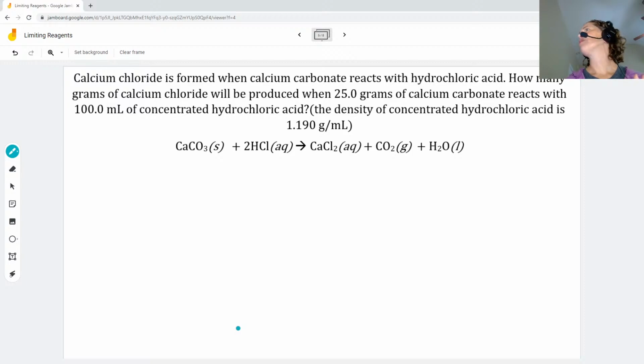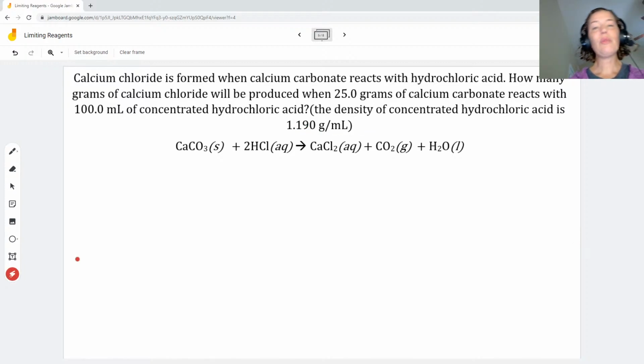So let's just read it first. And sorry, that many there is being kind of blocked by my picture. Sorry about that. Okay, calcium chloride is formed when calcium carbonate reacts with hydrochloric acid. How many grams of calcium chloride will be produced when 25 grams of calcium carbonate reacts with 100 milliliters of concentrated hydrochloric acid? And then as an aside, we get the density of concentrated hydrochloric acid is 1.190 grams per milliliter.